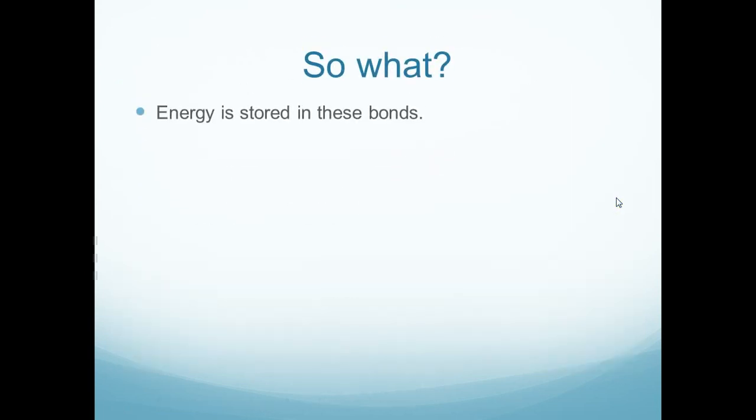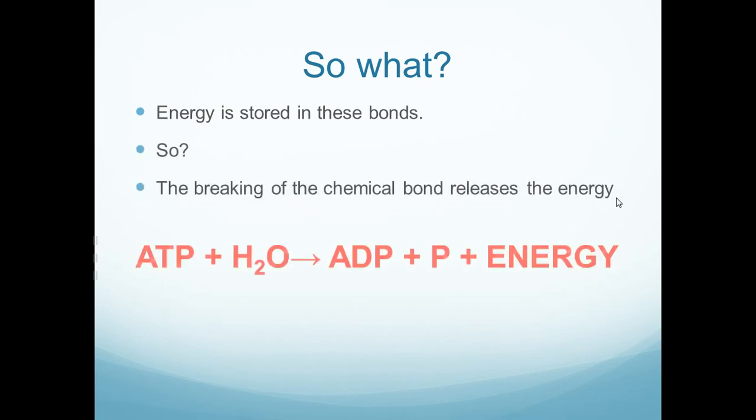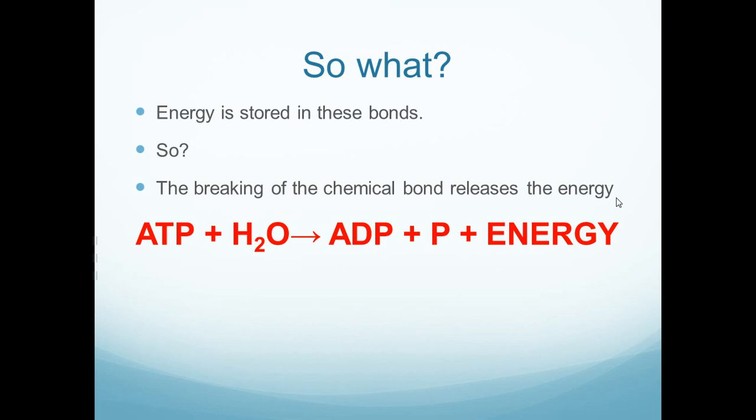So what does this all mean? Energy is stored in those bonds that link the phosphate groups together. So the breaking of those chemical bonds releases that energy. ATP plus water, or H2O, yields ADP plus a phosphate group plus energy.